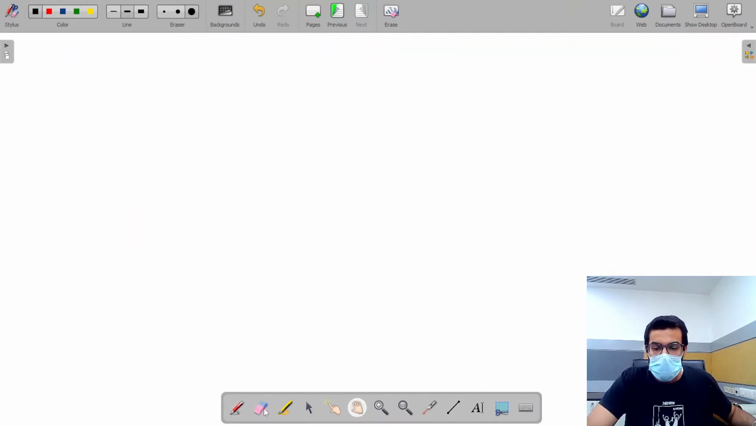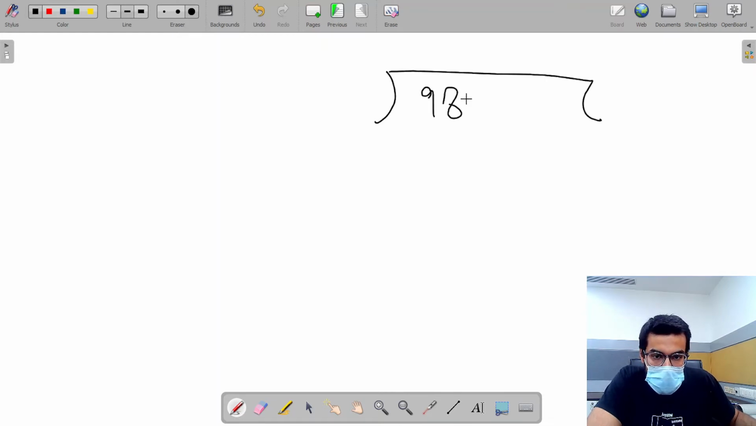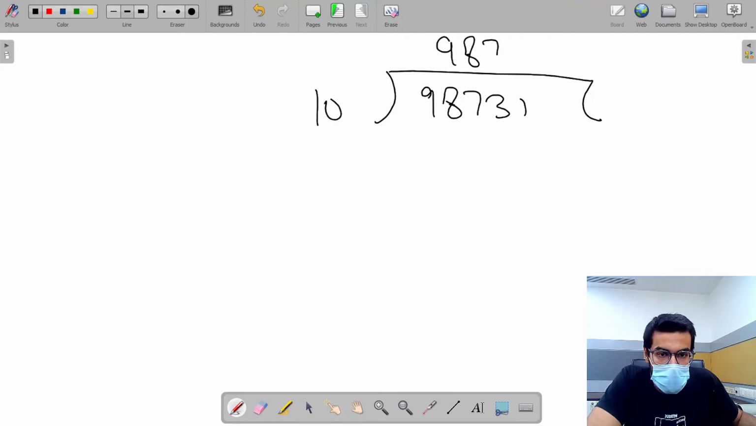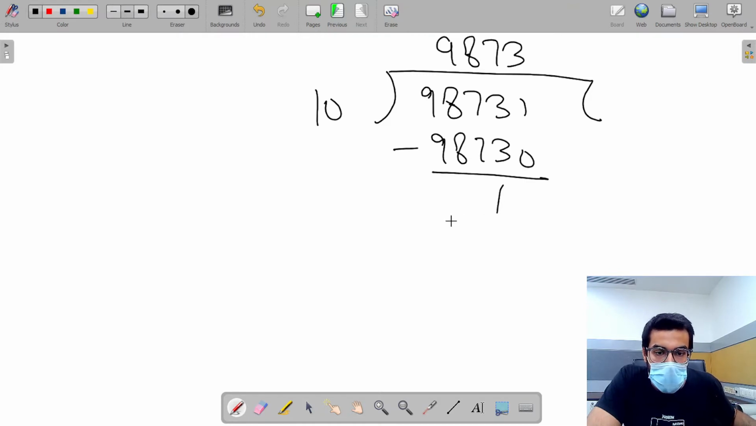Up till here, I guess you might not be having any problem. Now I'm going to go ahead with the solution, a little bit of hint. You all must have studied this in your previous classes: this simple concept of division. Let's say that the number is 98731 and we are dividing this number by 10. Then the quotient will be 9873 and the remainder will be 1.